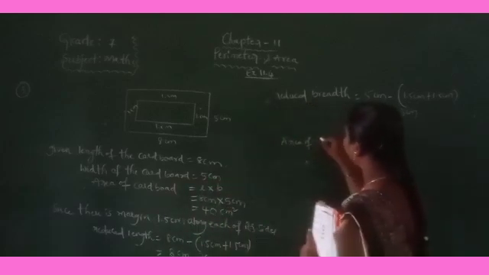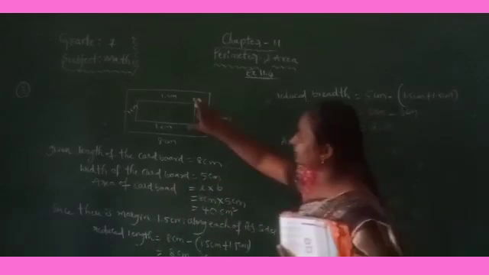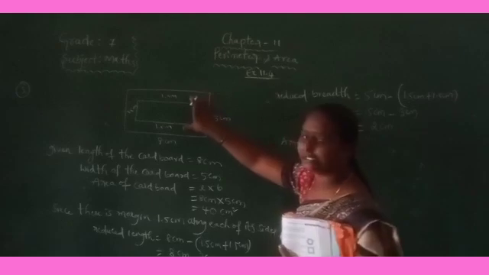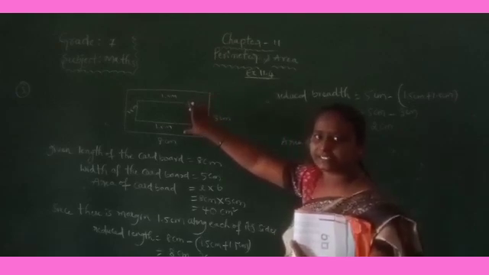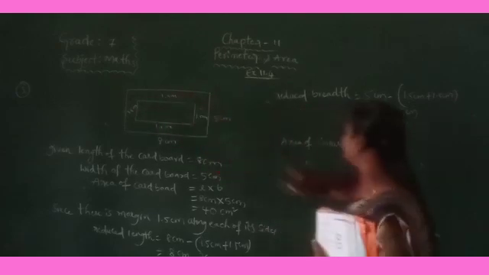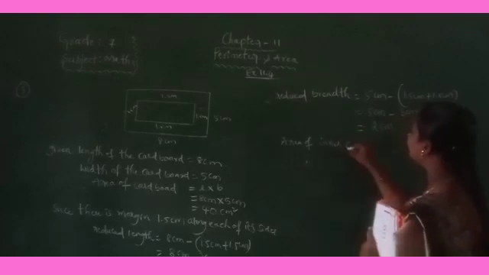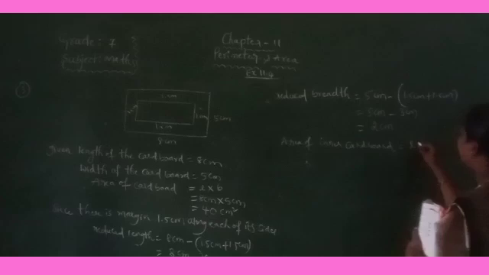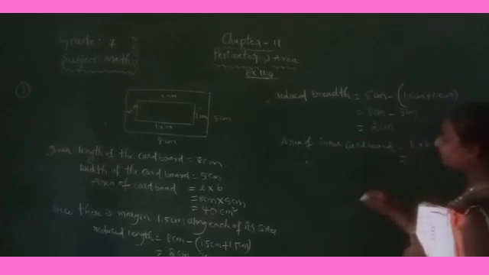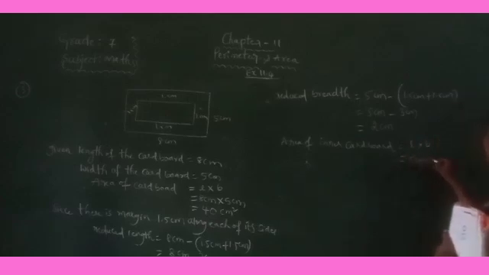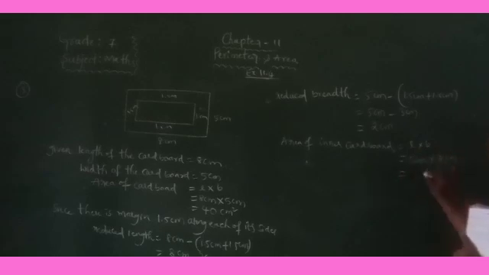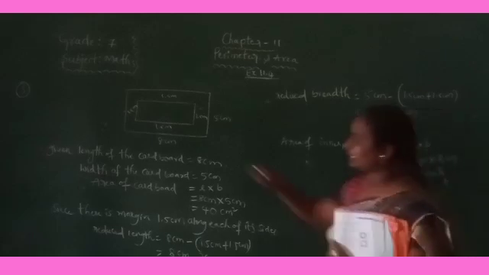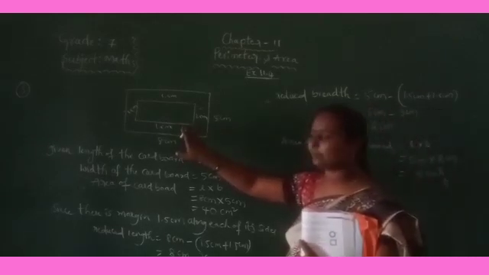The area of the inner cardboard. Assume this is the outer cardboard and inside the picture is painted. This inner cardboard you write there. Area of inner cardboard is length into breadth. The inner cardboard's length is 5 centimeters and breadth is 2 centimeters. Then 5 twos are 10 centimeters square. Now the inner cardboard area is 10 centimeters square.